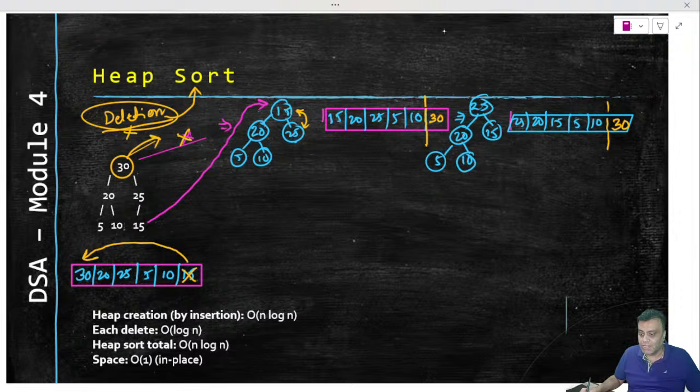So what will I delete? I will delete the topmost element. And what will I swap? I will swap the last element with that topmost element. Right? So let us do that.